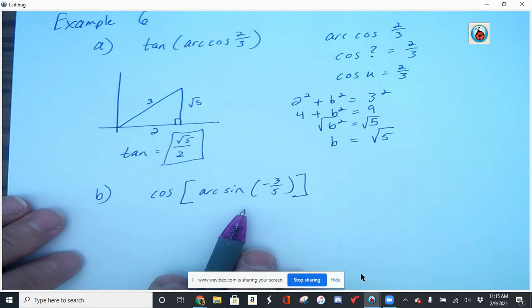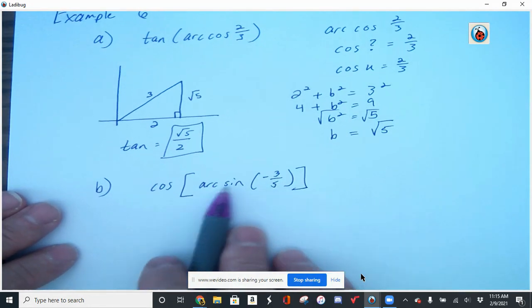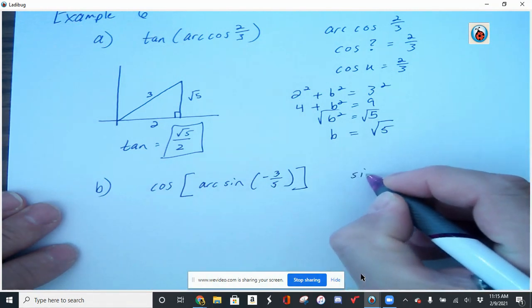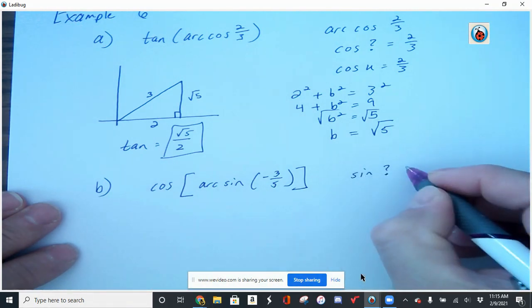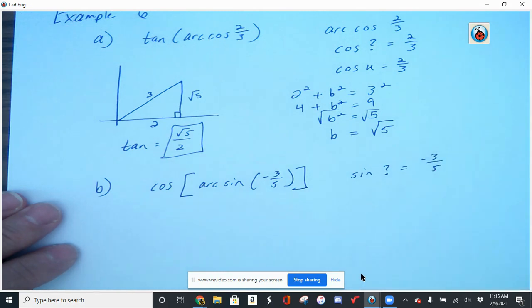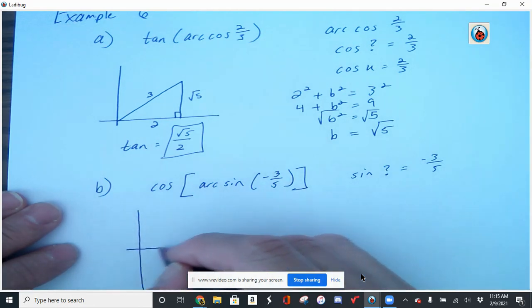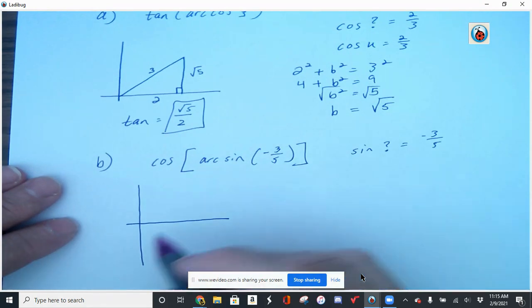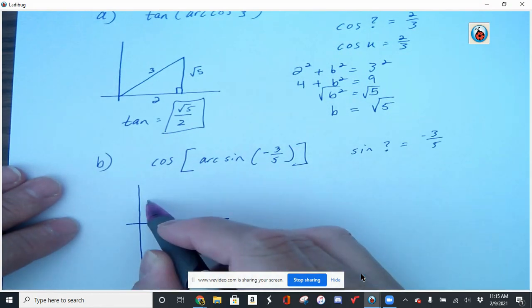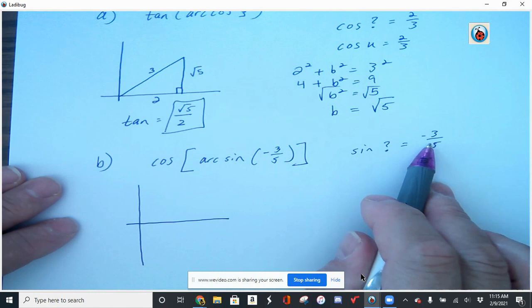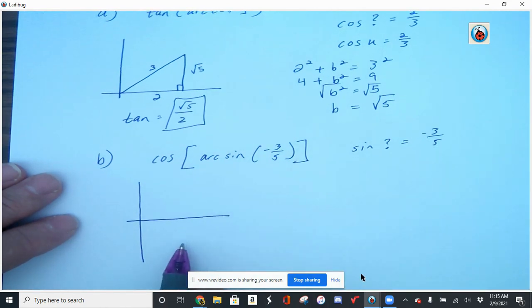For problem B, we're going to draw this out right here. And again, remember, we're trying to find the angle whose sine is equal to -3 over 5. Now, with sine, we're dealing with either quadrant 1 or quadrant 4 because the interval that we're dealing with is from -pi over 2 to +pi over 2. So we're dealing with one of these two quadrants. When it comes to a negative sine value, that means we're talking about quadrant 4.